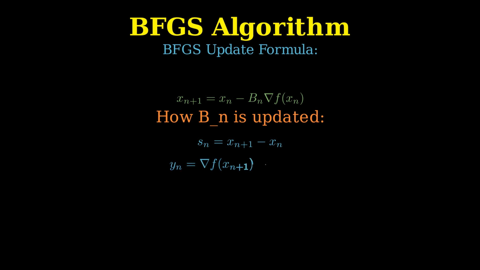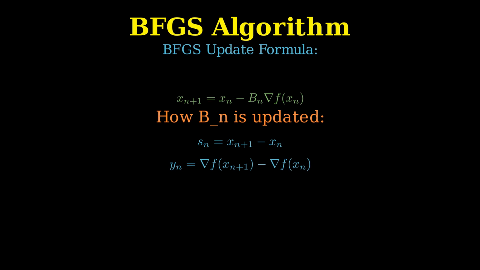Define s n as the step we just took, x new minus x old. Define y n as the change in gradient. Grad f at x new minus grad f at x old. These two vectors contain information about the function's curvature. If the gradient changed a lot, large y sub n, for a small step, small s sub n, that tells us the curvature is high in that direction.